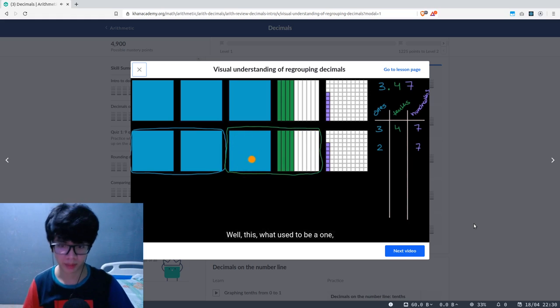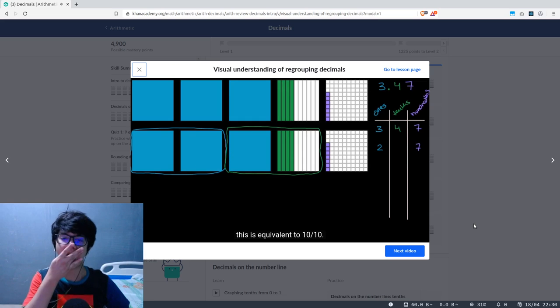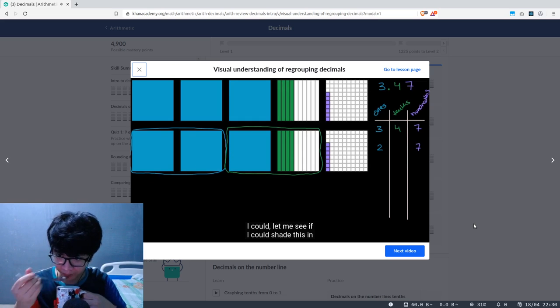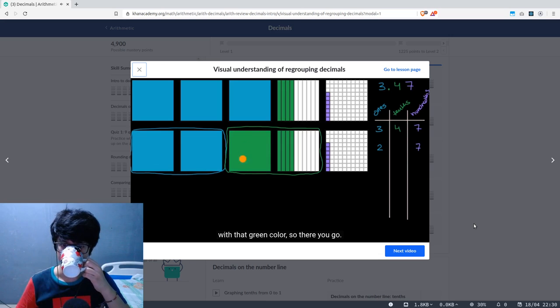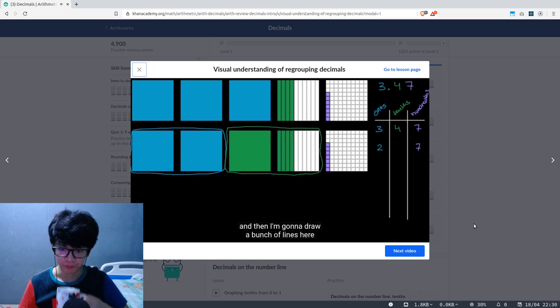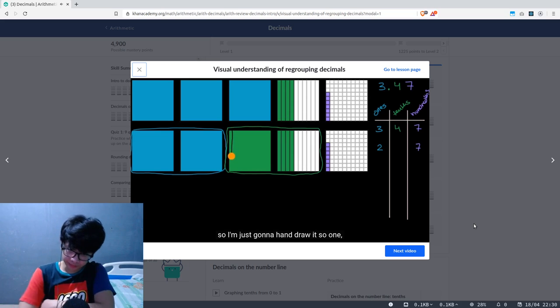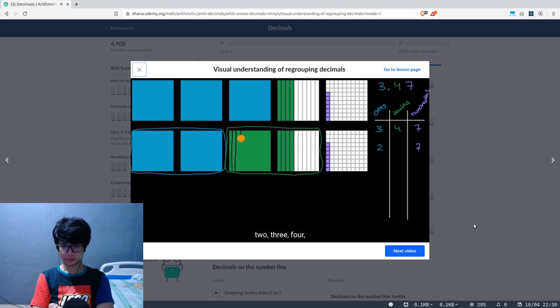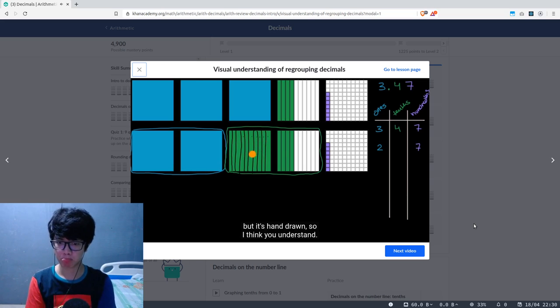Well, what used to be a 1 is equivalent to 10 tenths. Let me make that very clear. Let me see if I could shade this in with that green color. So there you go. And then let me draw a bunch of lines here to make it very clear. So I'm just going to hand draw it. 1, 2, 3, 4, 5, 6, 7, 8, 9, and 10. Did I do that right? And I didn't draw it as straight as I need to. They really should be 10 equal sections, but it was hand-drawn, so I think you understand.